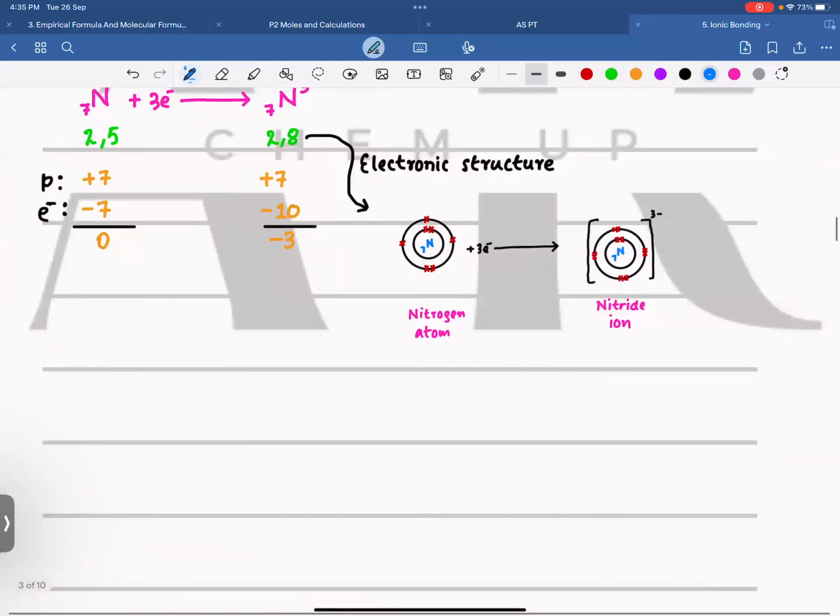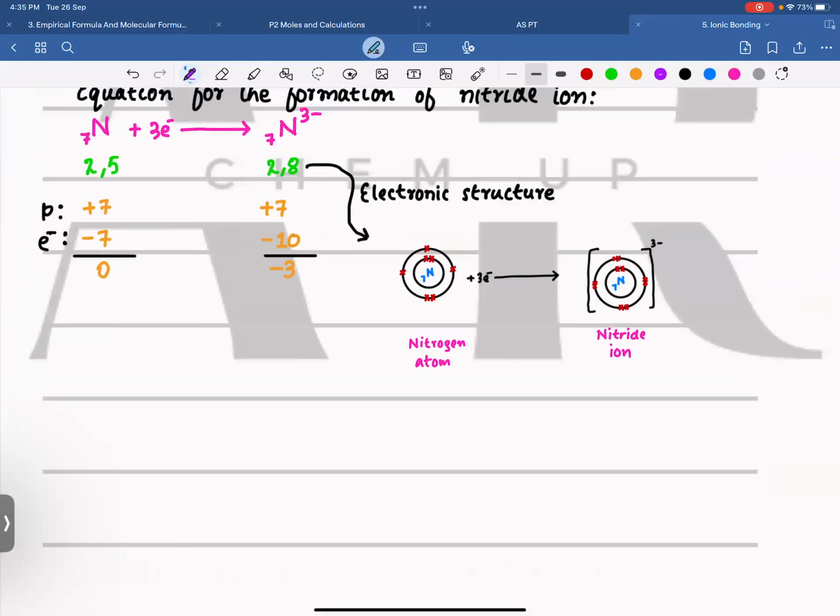Yes. Okay, Khatija. So non-metal elements of group 5 form ions, or anions, with -3 charge.